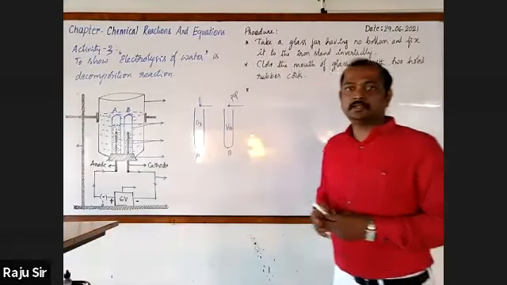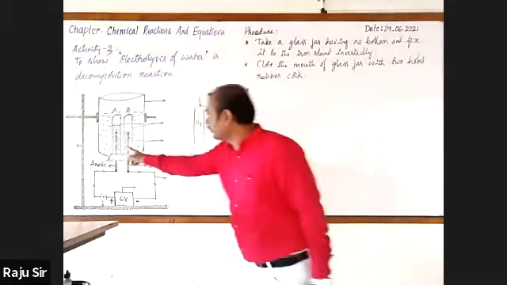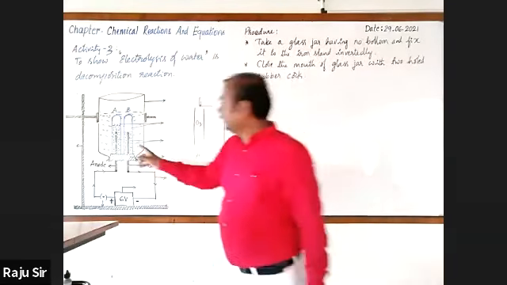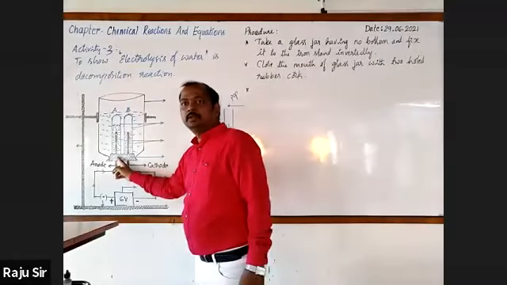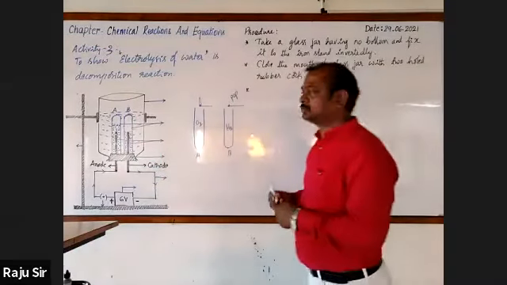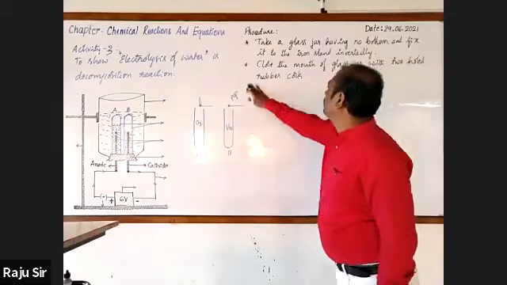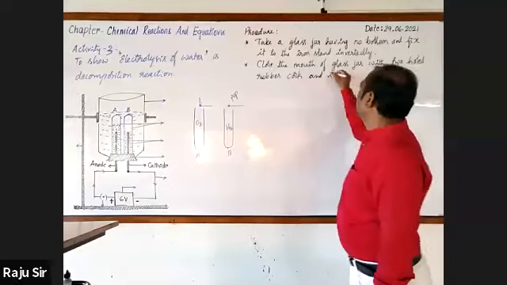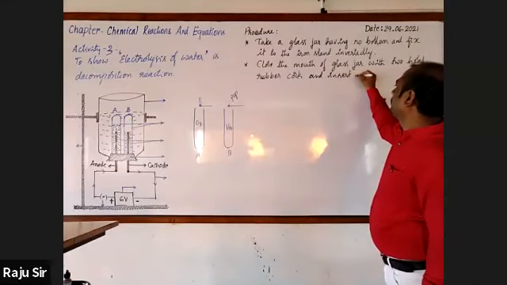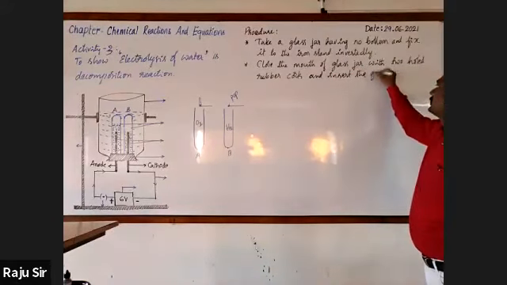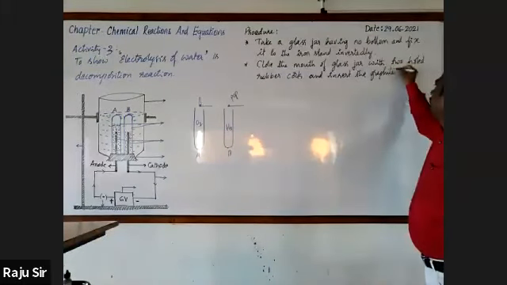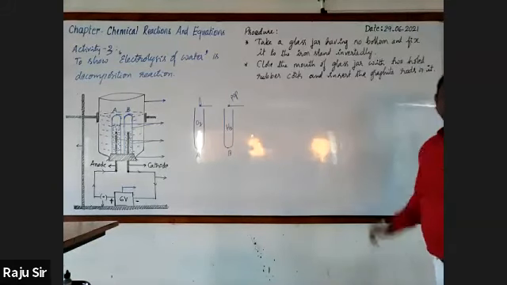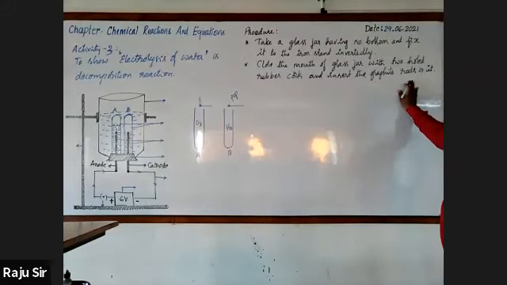Next, what is the next point? Then we will go for taking the electrode, that is graphite rods. Insert the graphite rods in the 2 holes. Insert the graphite rods in it.